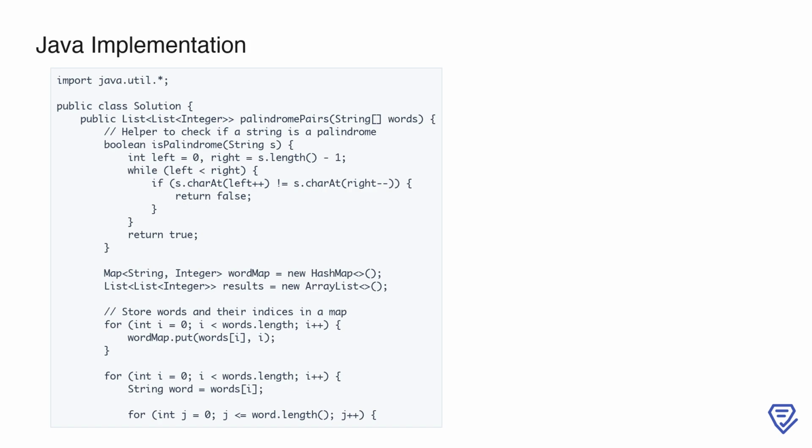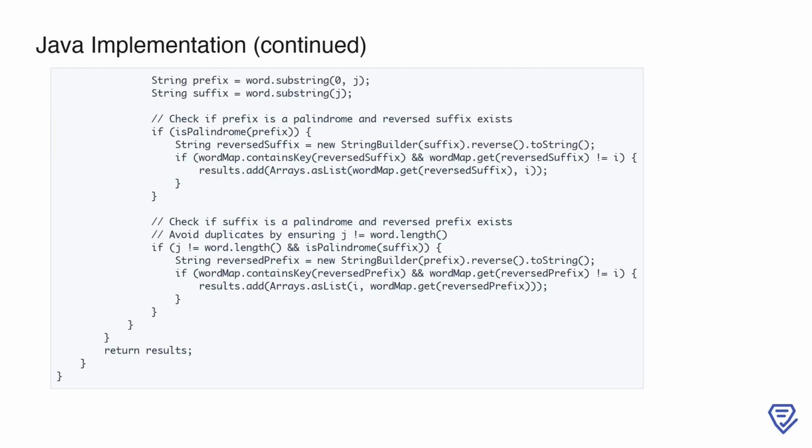Next, we initialize a hash map called wordMap to store each word and its index for quick lookups. We also create an empty list called results to store the output pairs. Then, we iterate over the array of words, adding each word and its index to the map. This setup allows us to efficiently check for palindrome pairs later. Now, we start iterating through the words again, accessing each word by its index to begin searching for valid pairs. For each word, we divide it into two parts, the prefix and the suffix. This is done by taking substrings from the beginning up to the current position and from the current position to the end.